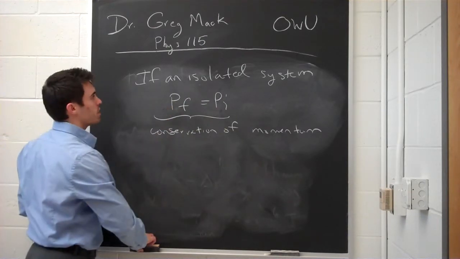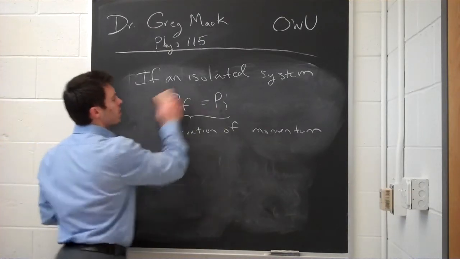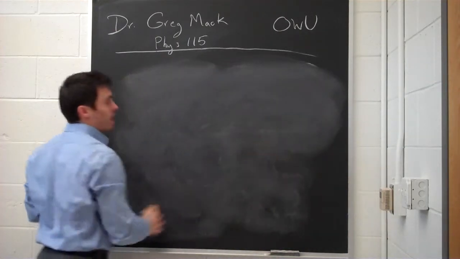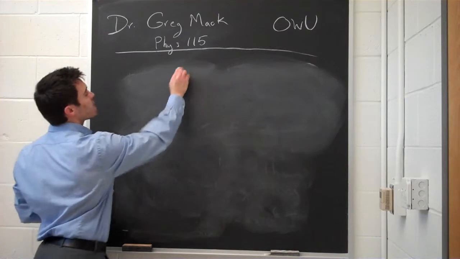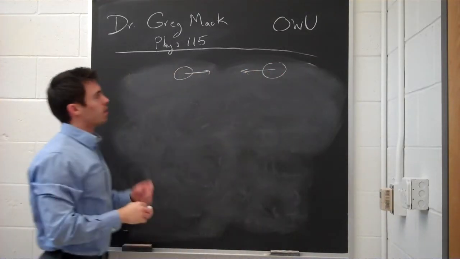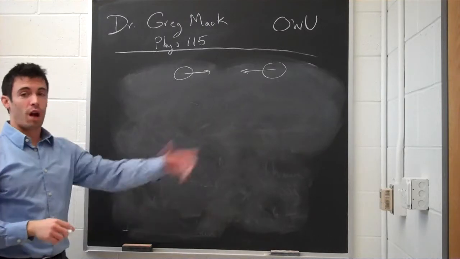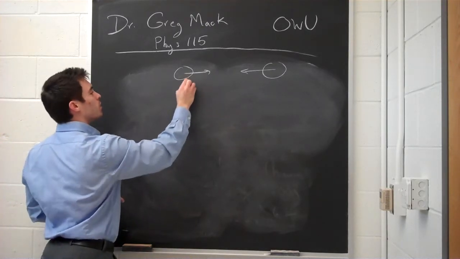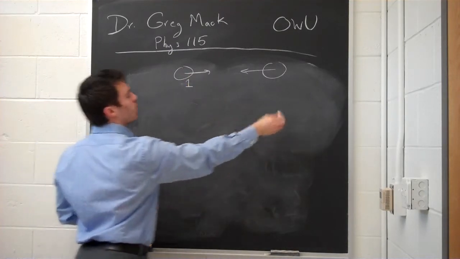And I'll go through the example I did in class briefly to look at this and see mathematically how we got this. And let's imagine that we have an object moving towards an object, and some other object moving towards that same object. This one we'll call 1, and this one we'll call 2.